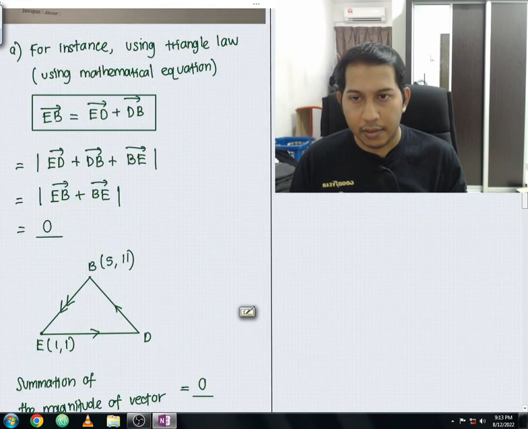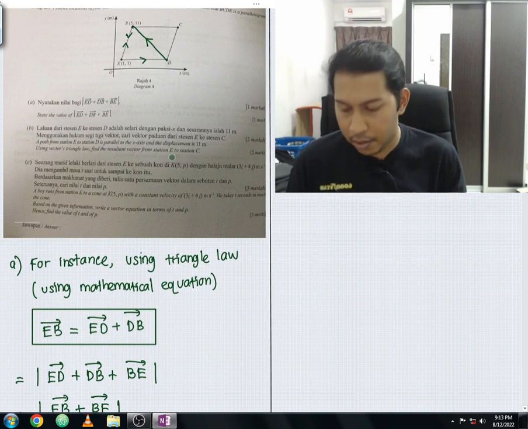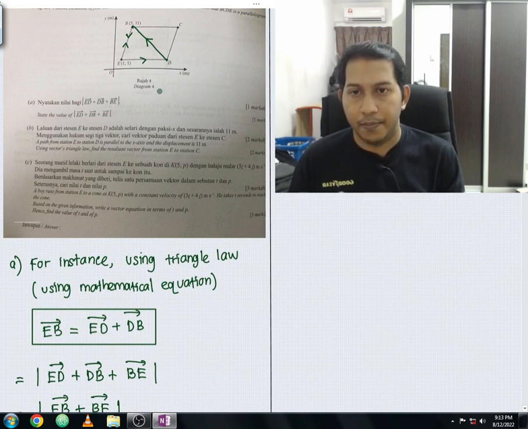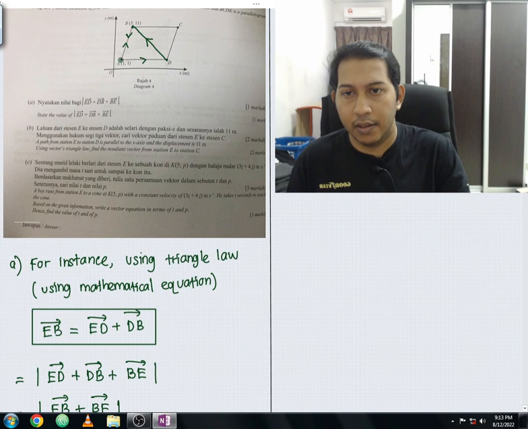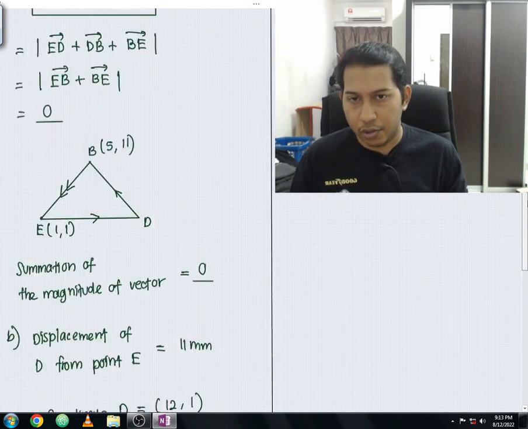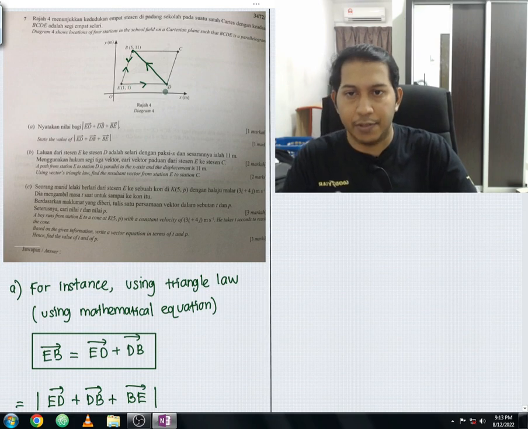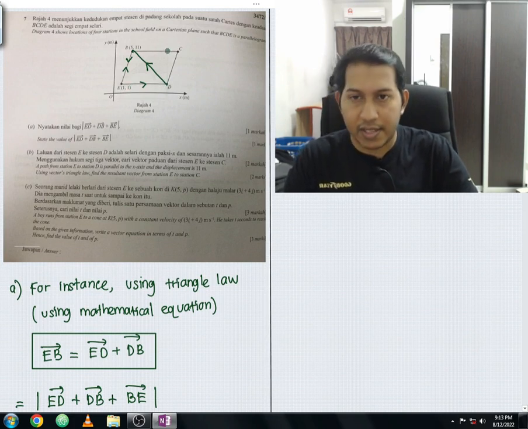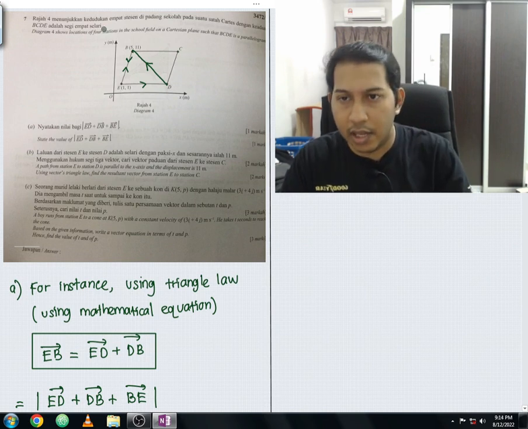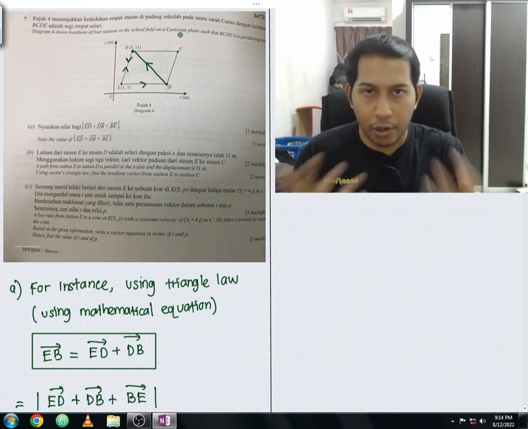And then they ask us to find the resultant vector from station E to station C. So we need to find the resultant vector of EC. To find this, you can use two methods. You can either use the summation of ED plus DC, or you can use the summation of EB plus BC. Either way, you will still get back the same answer, which is the vector EC. I'm going to show you the two methods.